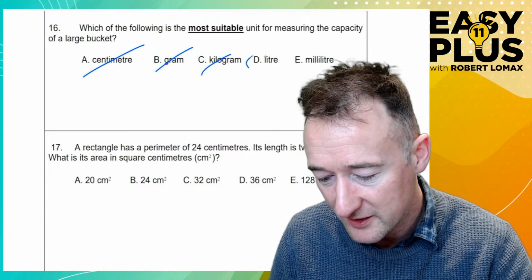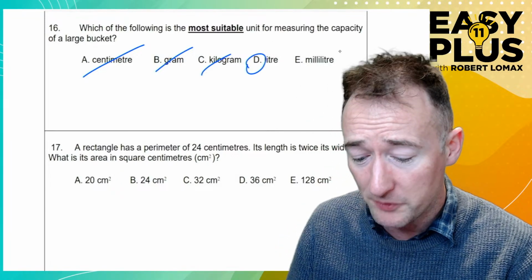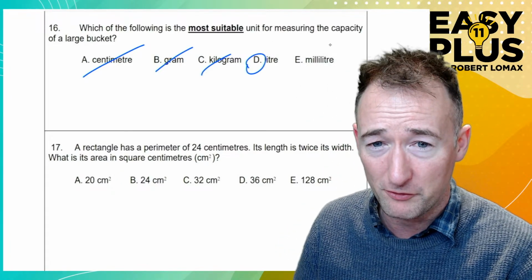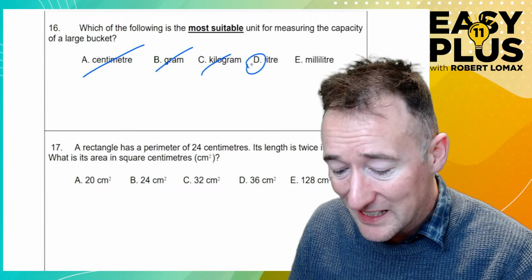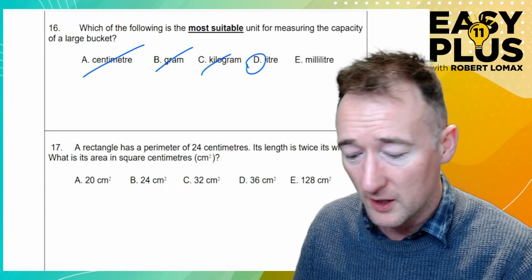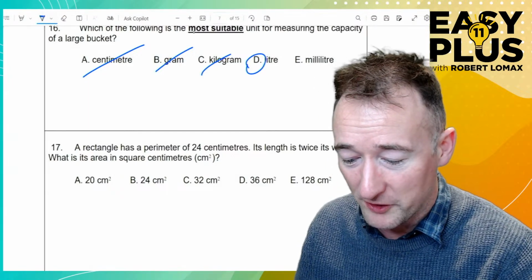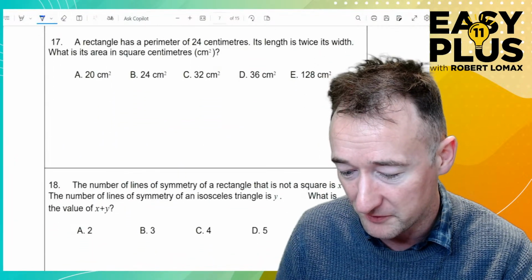I'm going to say litres. While there are some circumstances in which you might talk about millilitres for a decent sized bucket, pretty eccentric. It's going to be litres. That's clearly what they're looking for. They've really gone to town with bolding and underlining "most suitable", so trust that.